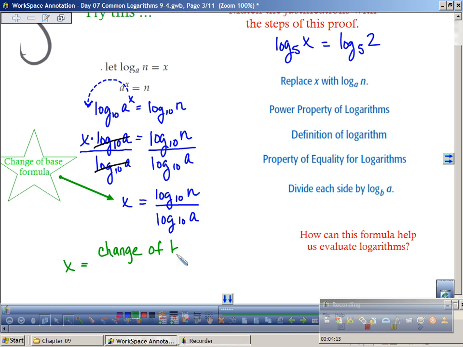Change of base means the base is on bottom. See what I did with that?